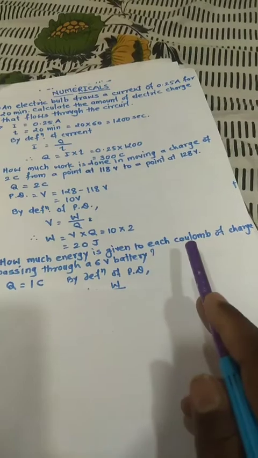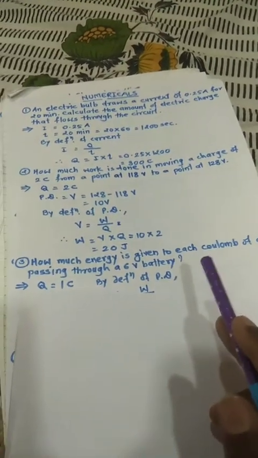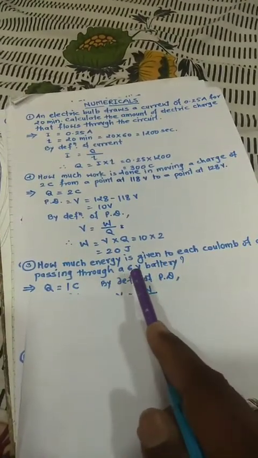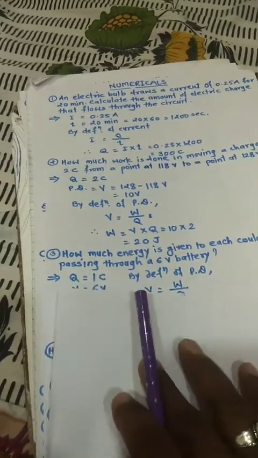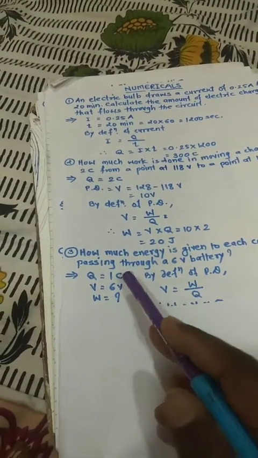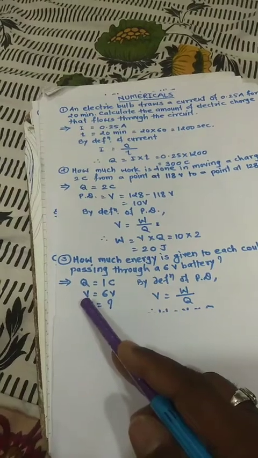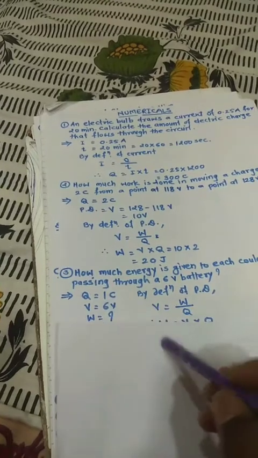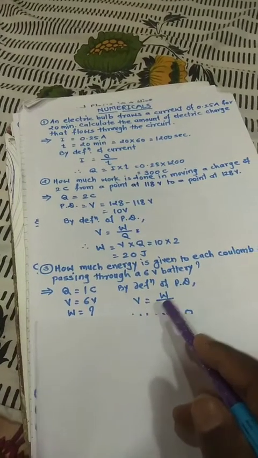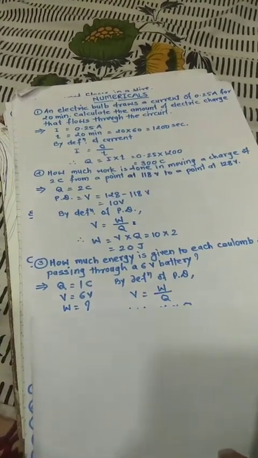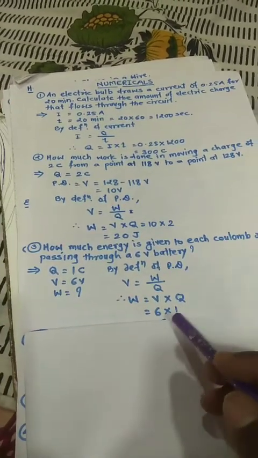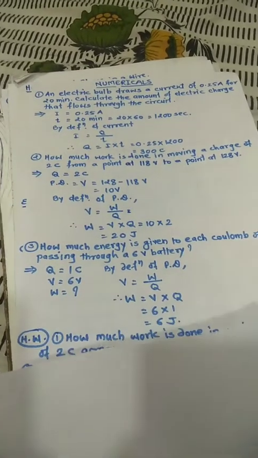And what is given? Each coulomb, which means charge is given, 1 coulomb. And how much potential difference is given? 6 volt. So Q is 1 coulomb, potential difference V is 6 volt, and we have to find the work done. By the definition of potential difference, the formula is V equals W by Q. Substitute the values: W equals V into Q, so 6 into 1, that is 6 joule.